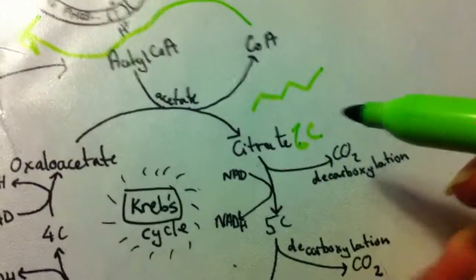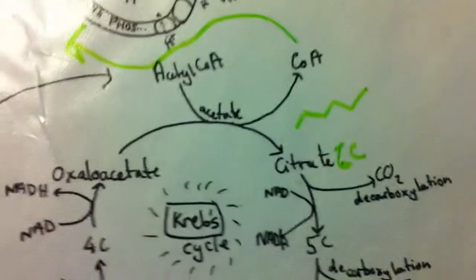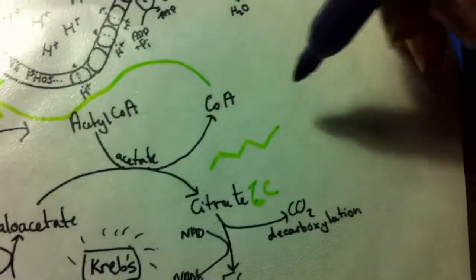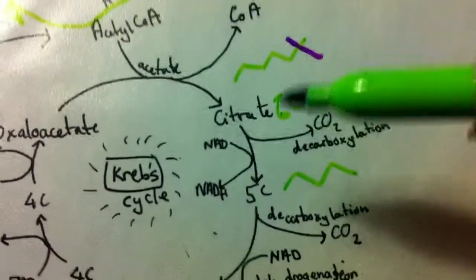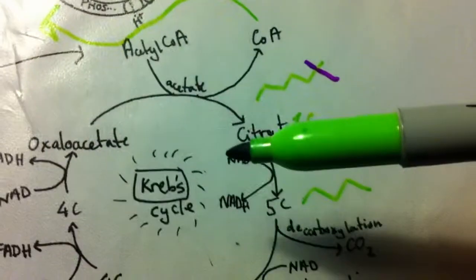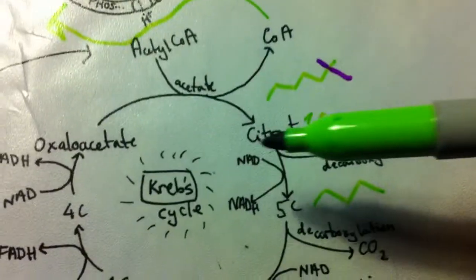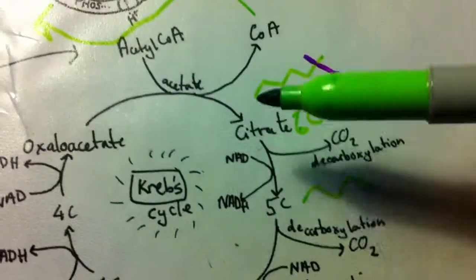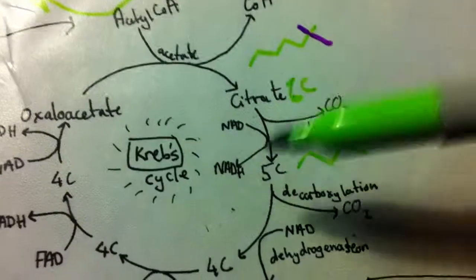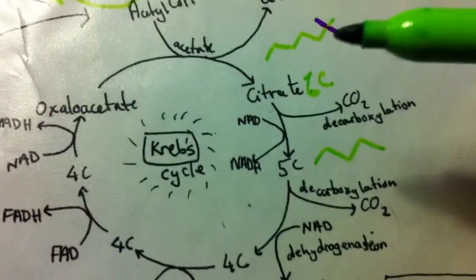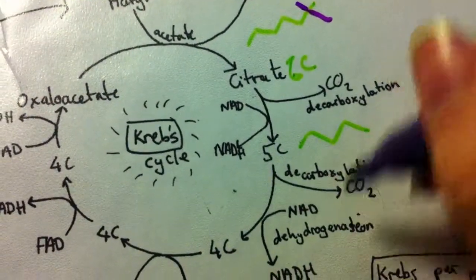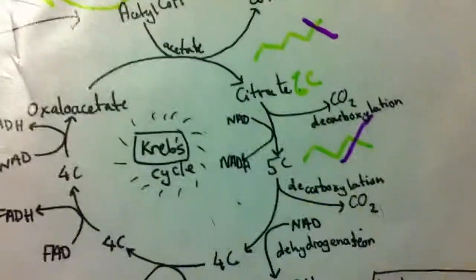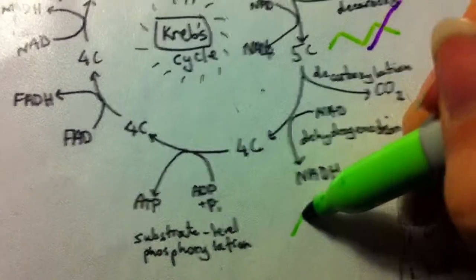And it's decarboxylated. So we're just going to do it really simply and remove one of these. So you have your 5 carbon. And at the same time as decarboxylating, you get the reduction of NAD, or hydrogenation. So it's the dehydrogenation of citrate and the hydrogenation of NAD, forming reduced NAD. Same thing happens again. Get rid of one of these, and we've got our 4 carbons.